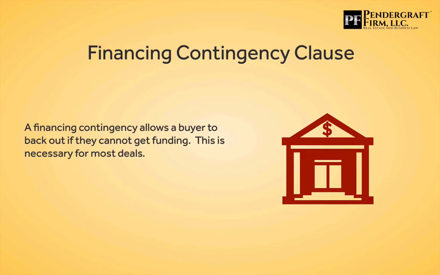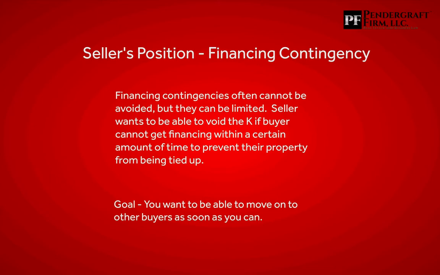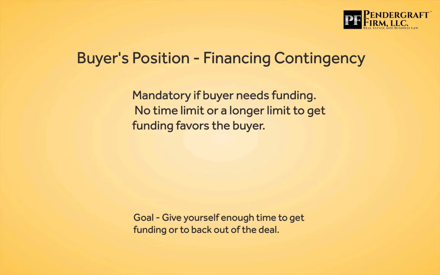Financing contingencies. A financing contingency allows a buyer to back out if they cannot get funding. Now, this is necessary for most deals. All right, so seller's position on financing contingencies. Again, financing contingencies often cannot be avoided. However, they can be limited. So the seller wants the ability to avoid the contract if the buyer cannot get financing within a certain amount of time, to prevent their property from being tied up. Remember, the goal is you want to be able to move on as soon as you can to other buyers if they're not coming through, so you can get that house sold.